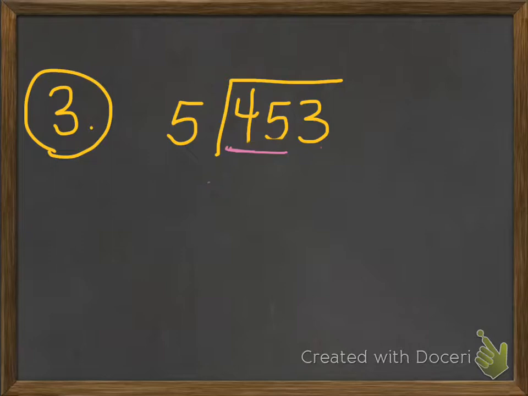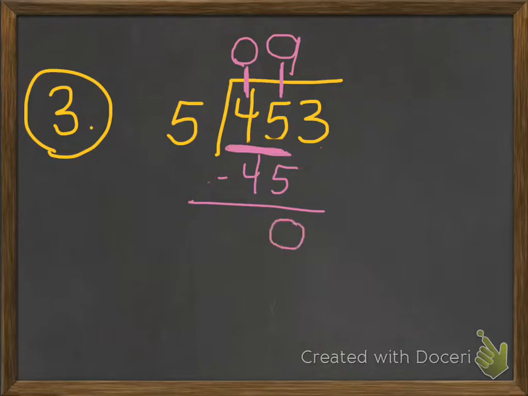Now it's very important that we put this digit above the tens place, because here is actually a 0. We couldn't divide 4 by 5, so we had to go all the way to 45. So there is a 0 in that place value right there. So now we do 9 times 5 is 45. And subtract. 45 minus 45 is 0.